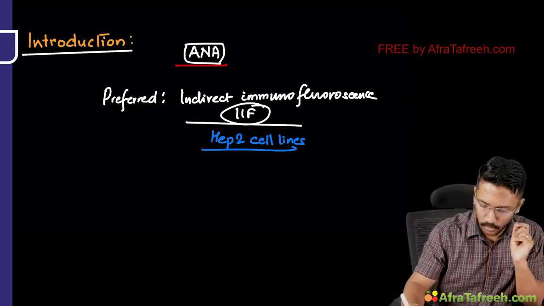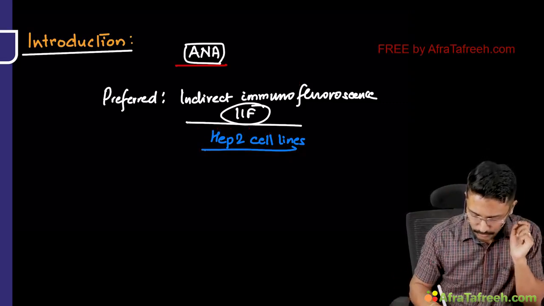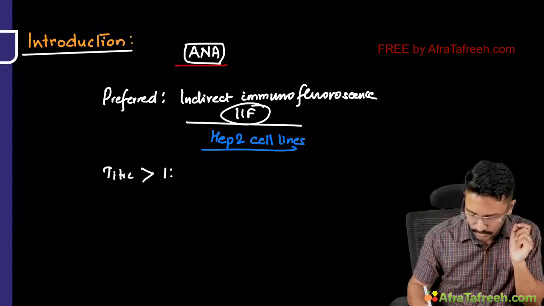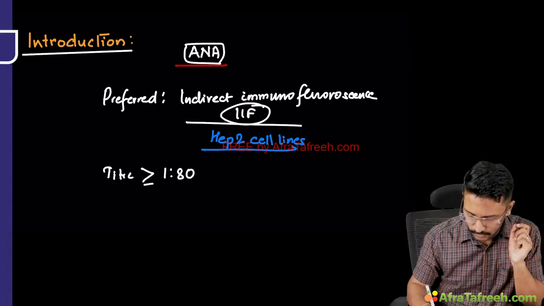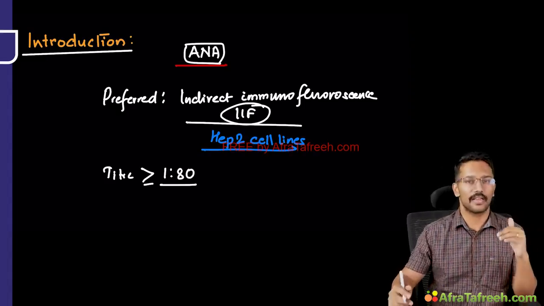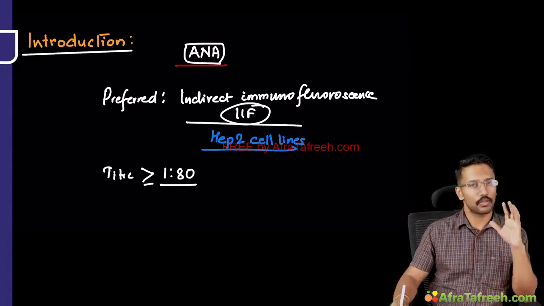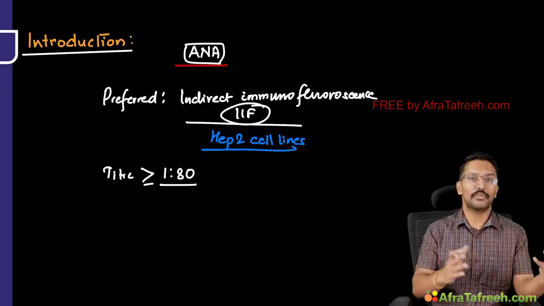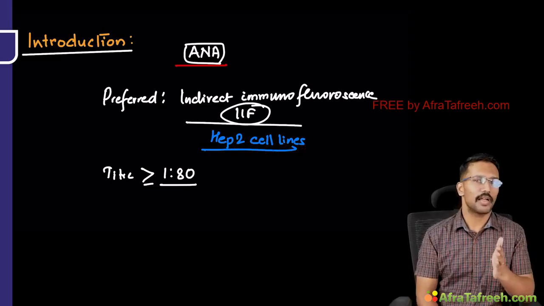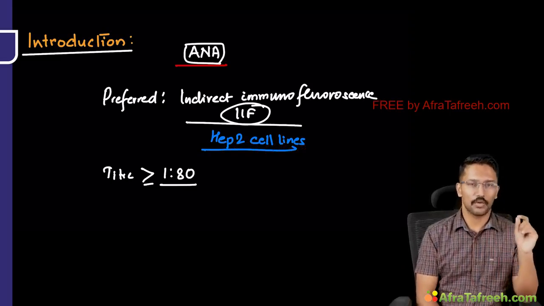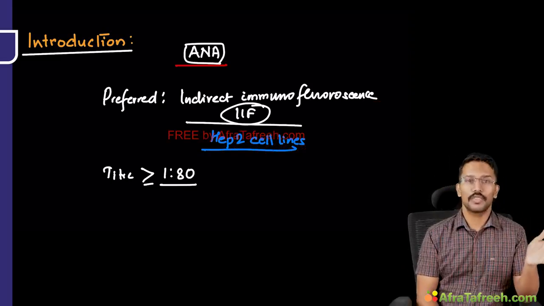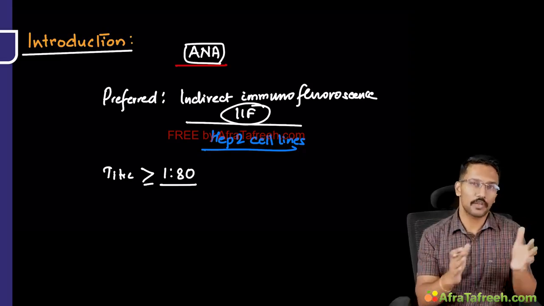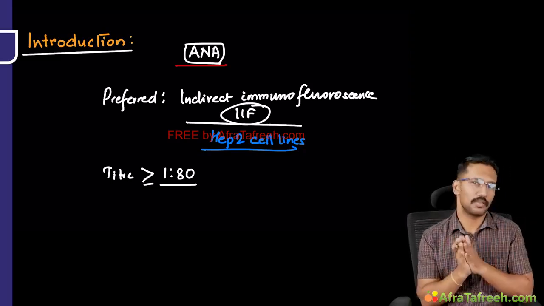Okay, and to call that patient as having ANA positive, what should be the titer? The titer to be called as positive is more than or equal to 1:80. Lesser than that, like 1:40 or 1:20, those titers are not considered as relevant, and they can be seen in up to 5% of general population. Even higher titers like 1:80 or 1:160 can also be seen in general population in the absence of any rheumatological disorder. So we have to keep that in mind.